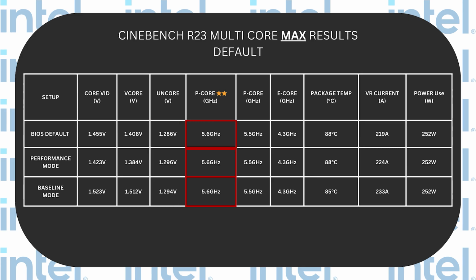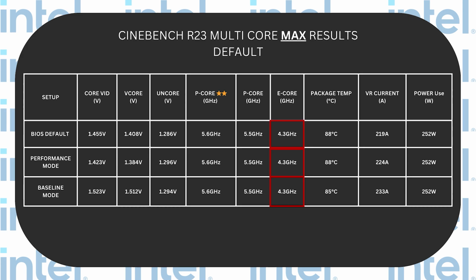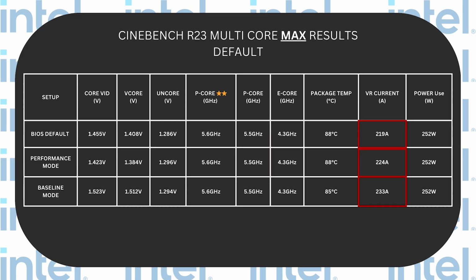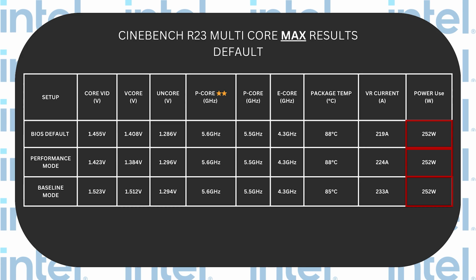Switching to the P-Core clocks, including the two fastest ones, in all three setups they have reached 5.6 GHz. The same goes for the rest of the P-Cores, peaking at 5.5 GHz, and for the E-Cores, at 4.3 GHz. As for temps, they are all well under control. And for the voltage regulator current, they are all in line with Intel guidelines, not exceeding 307 amps. Power consumption is the same for all.